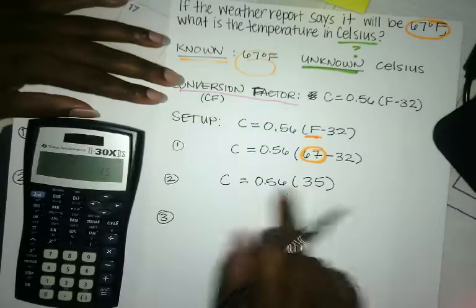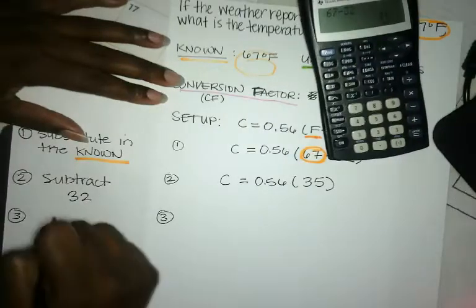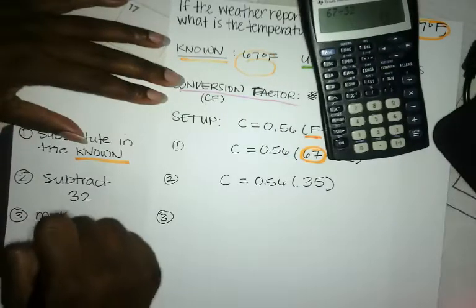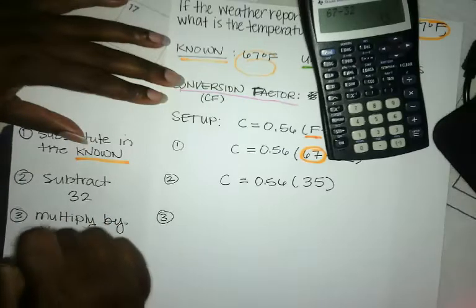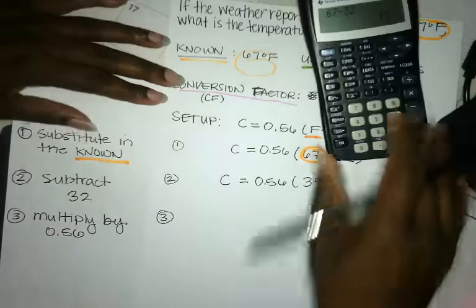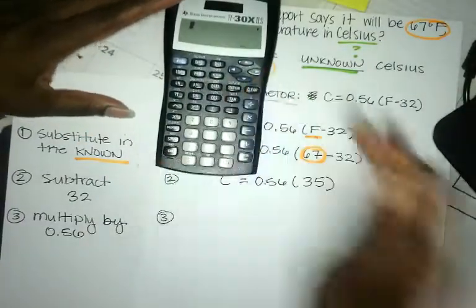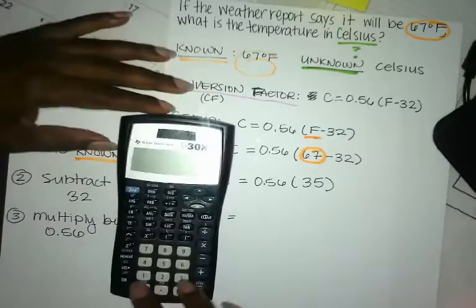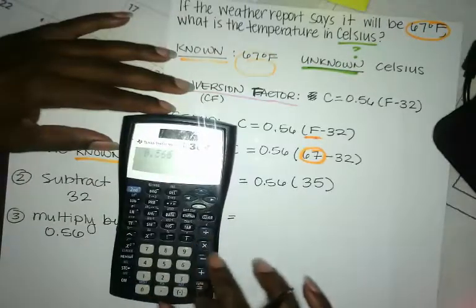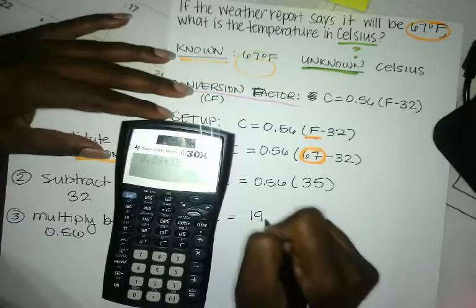Next step, parentheses means multiplication, so we're going to multiply by 0.56. So we wind up with 0.56 times 35. The answer is 19.6.